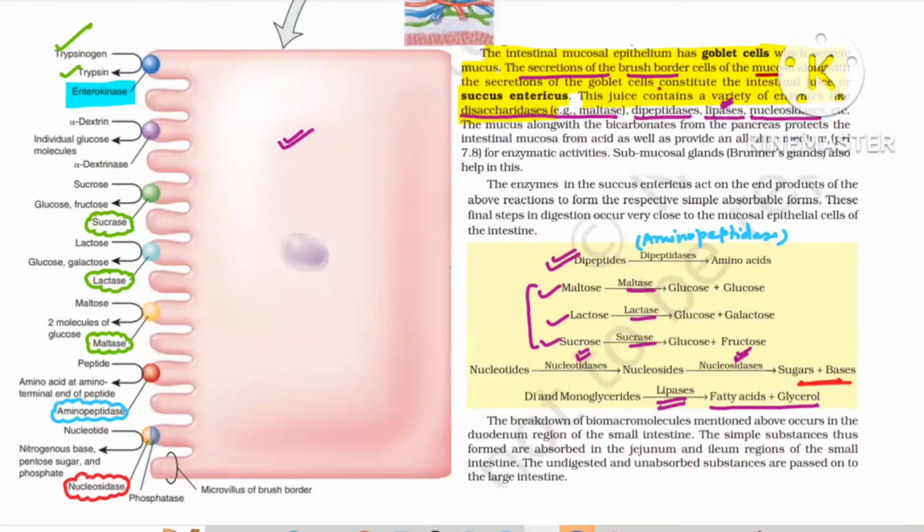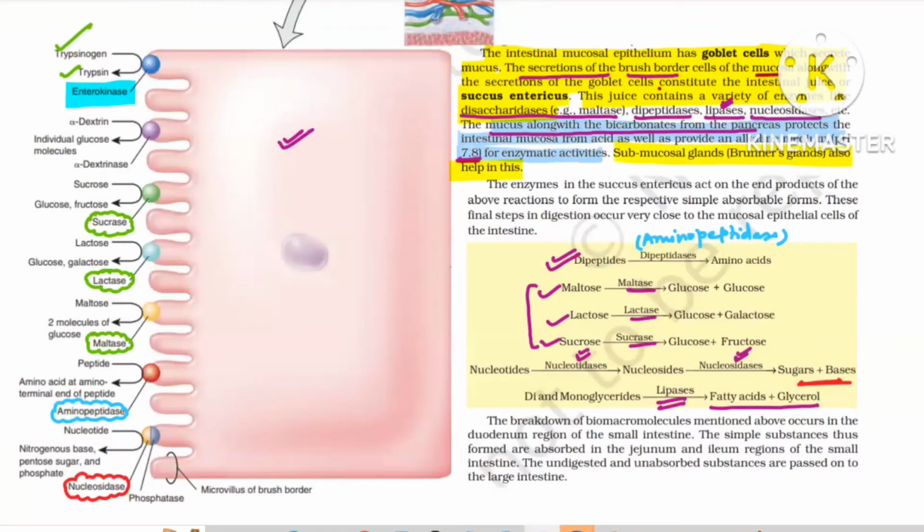And the mucus along with the bicarbonate from the pancreas, the pancreas is secreting the bicarbonate ion also, will protect the intestinal mucosa from acid as well as provide an alkaline medium for enzyme activity. In the intestine, the pH is 7.8. They will maintain the pH 7.8. Some mucosal glands, Brunner's glands, are also contributing to the succus entericus.